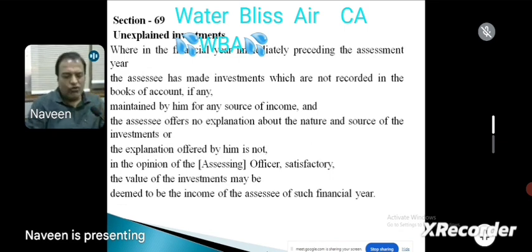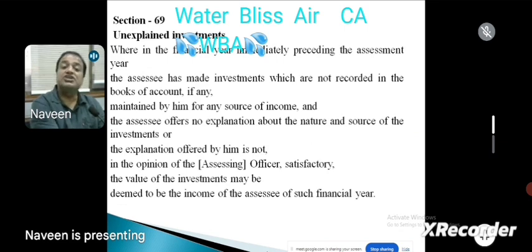So we go to the section and then we try to dissect and bisect the section. Where in the financial year immediately preceding the assessment year, the assessee has made investments which are not recorded in the books of accounts, if any, maintained by him for any source of income, and the assessee offers no explanation about the nature and source of investments, or the explanation offered by him is not, in the opinion of the AO, satisfactory, then the value of investments may be deemed to be the income of the assessee of such financial year.